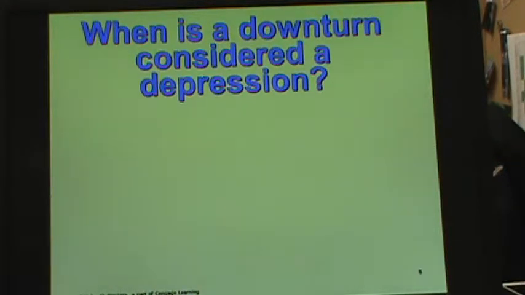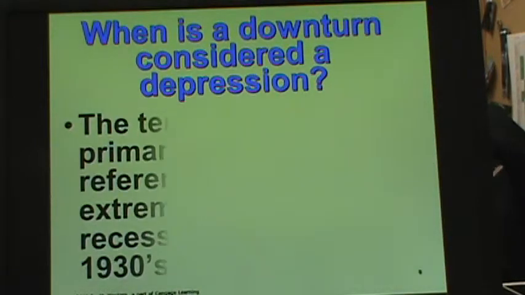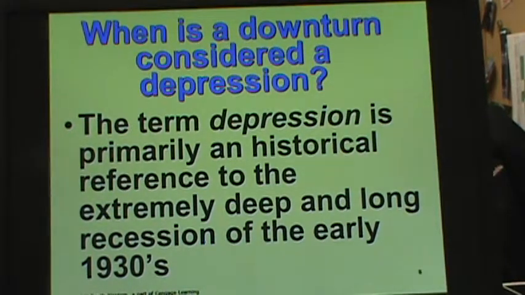So when is a downturn considered a depression? So we have a recession and a depression. The term depression is primarily just a historical reference. It's basically a really bad recession. The extremely deep and long recession of the early 1930s was called the Depression. It was called the Great Depression. Probably learned about it way back when in high school.